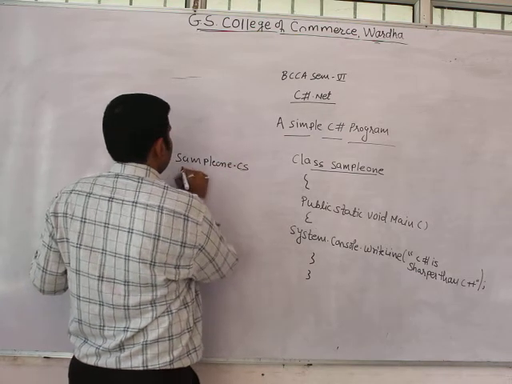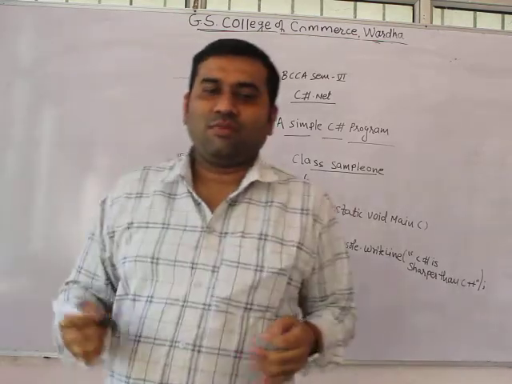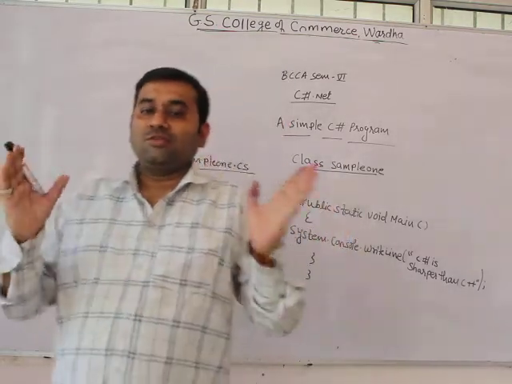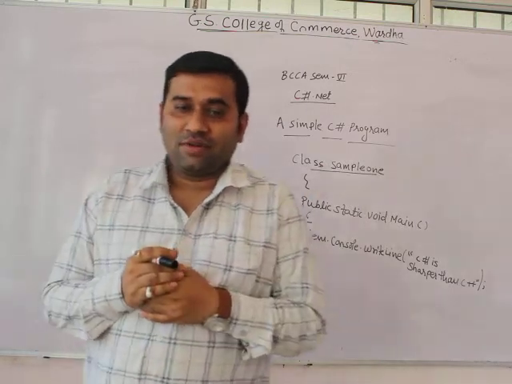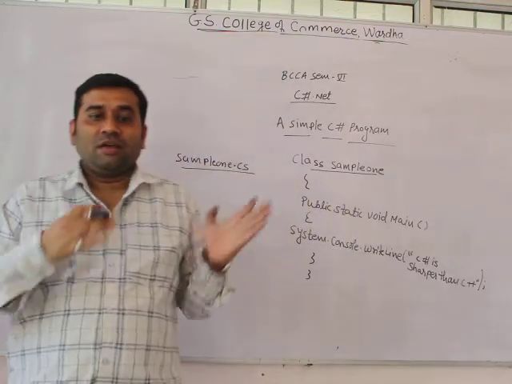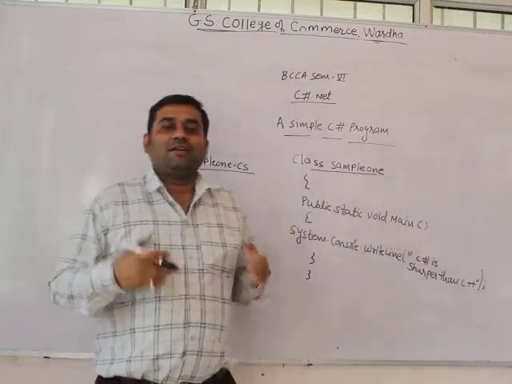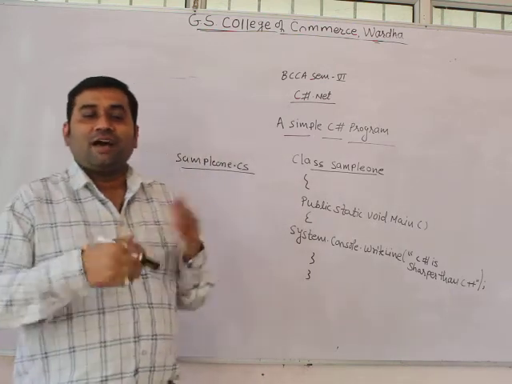Sample1.cs. For compiling the program, go to the folder where you have stored the file Sample1.cs and then type the following command. The C# compiler compiles your code and creates an executable file containing IL code.